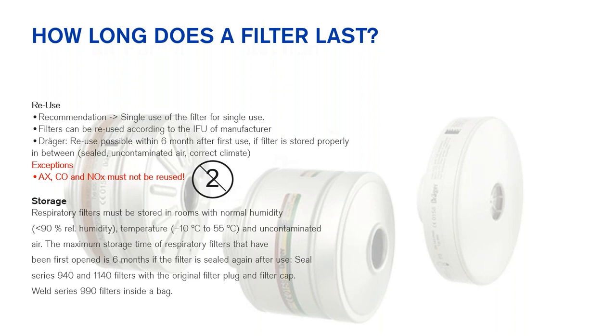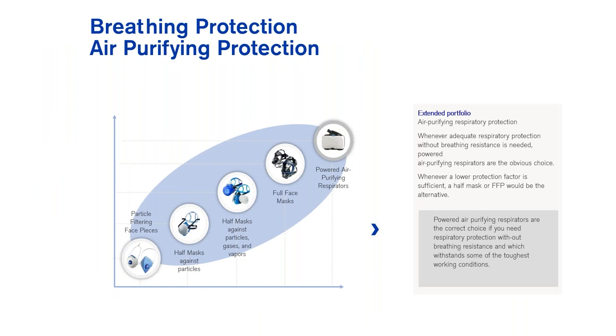Okay, so I just want to refresh you on the whole breathing portfolio for our air purifying protection. We usually classify from particle filters, the disposable mask, which sometimes we call FFP, filtering facepieces, all the way to half masks, where twin filters or single filters are available, followed by full face masks, which come with a full face visor. And the most advanced will be our PAPR, the powered air purifying respirators, which bring the air to you with much better comfort.